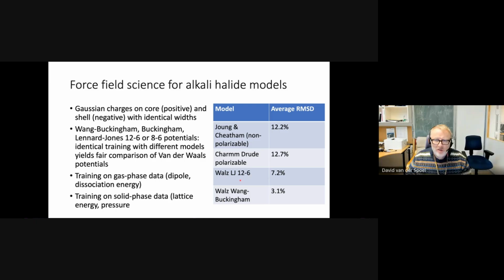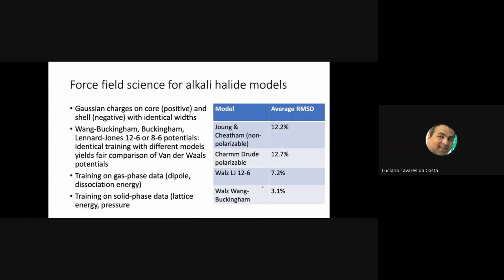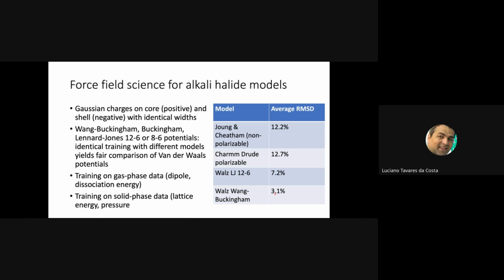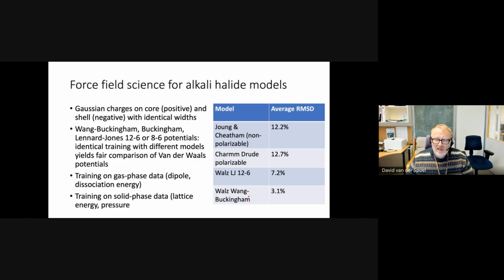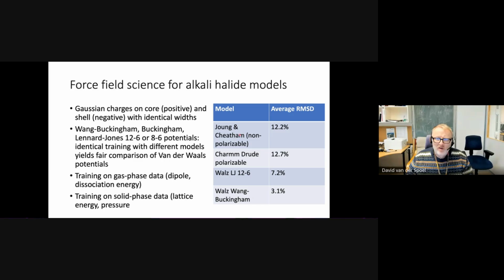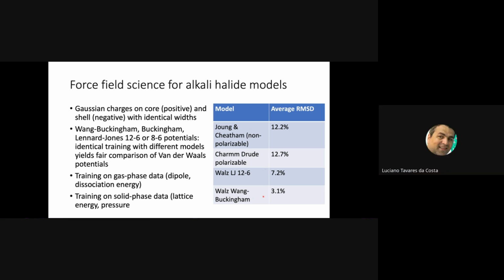Both CHARMM and this one are like 12.6 with polarization, so they should be similar, but this is slightly more expensive due to the Wang Buckingham. How much in terms of order of magnitude? Comparing this to this, it should be maybe 10-20% or so. But this is of course much faster because it's not polarizable, Joung and Cheatham. Yeah, of course.